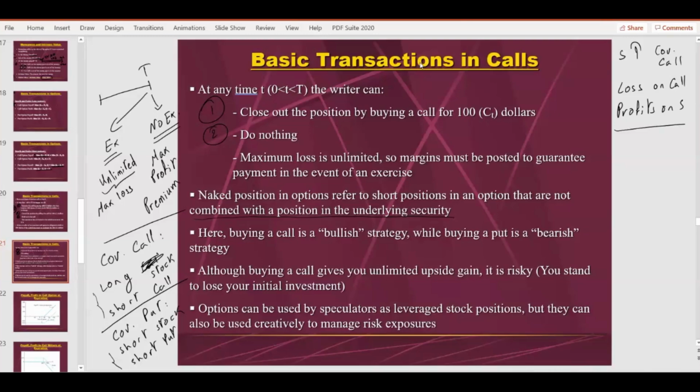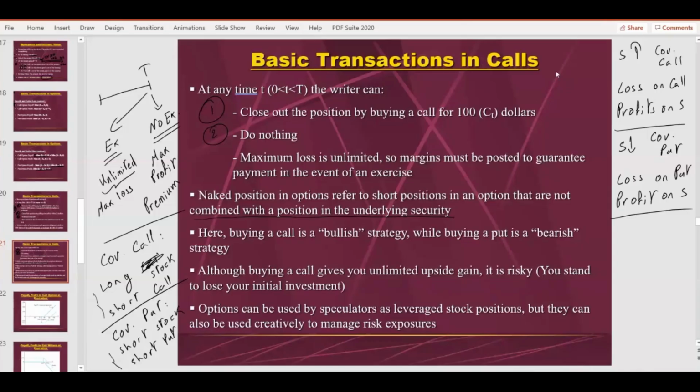If I go to the second case, the case of a covered put, in this case, if the stock price decreases, what will happen on the put? You will have a loss on the put, because the party with the long position will benefit when the stock price decreases. However, if you have at the same time a short position on the stock and the stock price decreases, this means that you will be making a profit on the stock. So those two will offset each other.